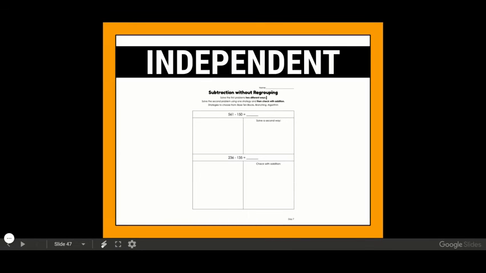Your independent practice today is to solve two different problems. So this first one, 561 minus 150, you're going to solve it one way and then solve it another way. So maybe you're going to use branching and the algorithm, or maybe you use base 10 blocks and branching. It's up to you to decide. Down here, you're going to solve 236 minus 135. So you're going to solve it over here, and then on this side, you're going to check with addition. When you finish, turn it in.